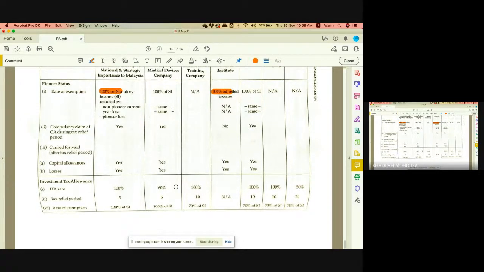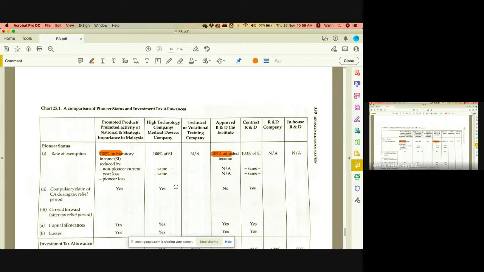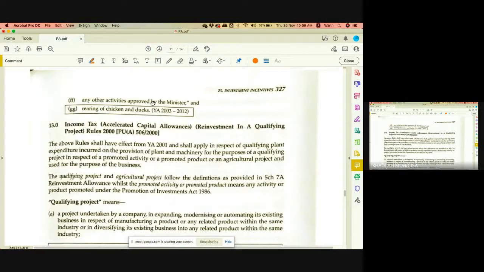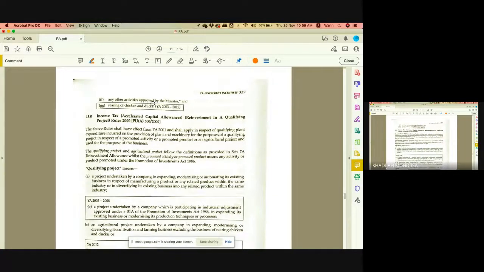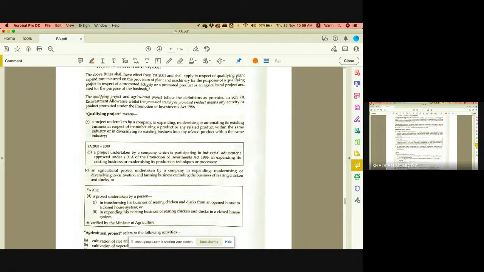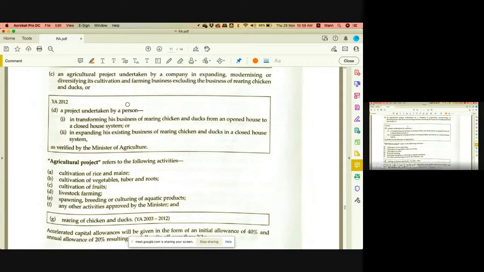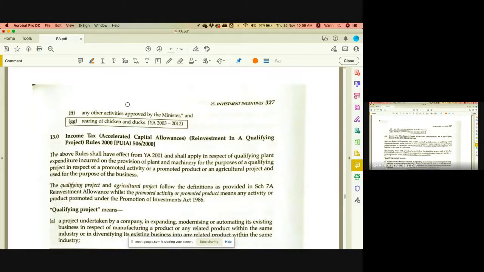So any question on reinvestment allowance? Especially, the question can come from the theoretical part as well as from the computation. Any question? Everything so clear?